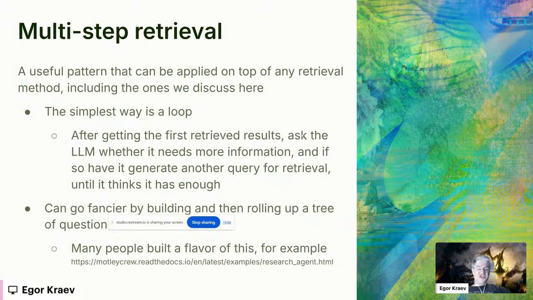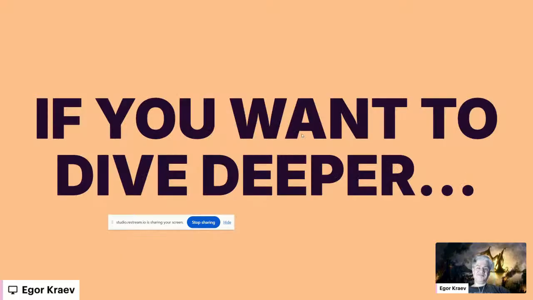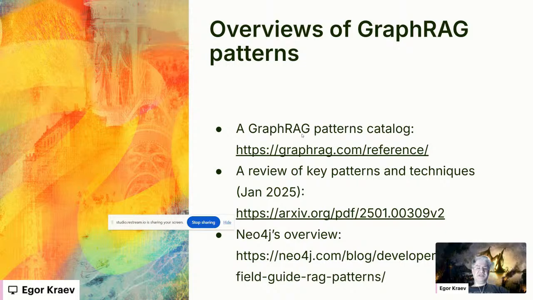Multi-step retrieval is a general pattern, not just for GraphRAG, which is useful. You query once, you ask the LLM, do you have enough, or do you want to know some more, given what you've just learned? And then you query again and again, either just in a loop, or you can even build a whole recursive tree of questions. And here are some summaries and overviews of different patterns. It's really a field where there's just no consensus on the right way of doing it, so you have to look around and see. And the ones I presented are just my favorite ones.